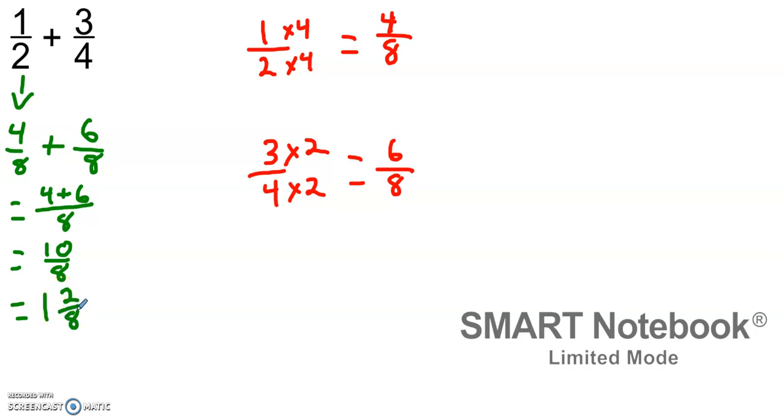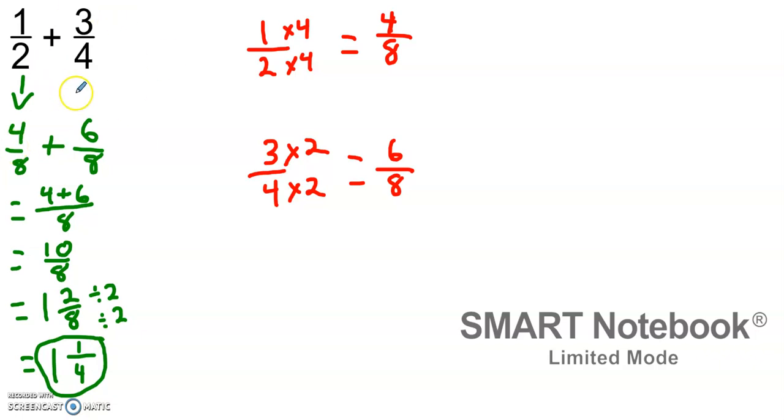Then I also notice, hey, 2 and 8, I could divide both of them by 2. So I divide both of them by 2. My whole number stays the same, because one whole is one whole. 2 divided by 2 is 1. And 8 divided by 2 is 4. So my final answer is 1 and 1/4.